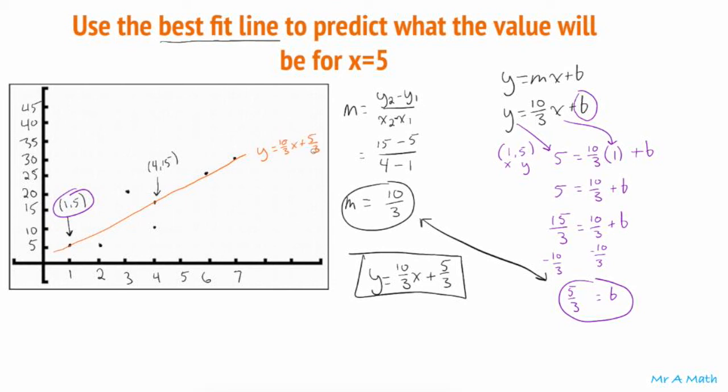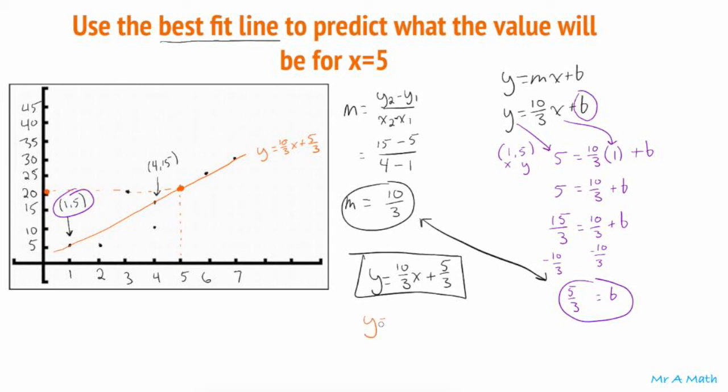Okay, so how do I use that then to predict what the value is for x equals 5? Well, let's do this in orange. I want to figure out roughly when x is equal to 5, which it looks like right here, what would I expect this to be?